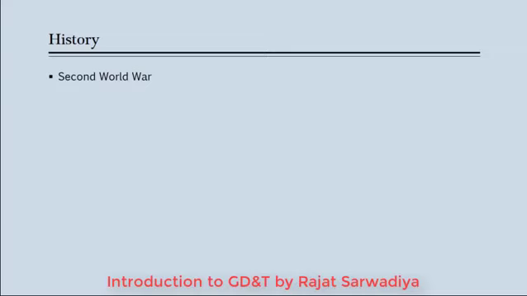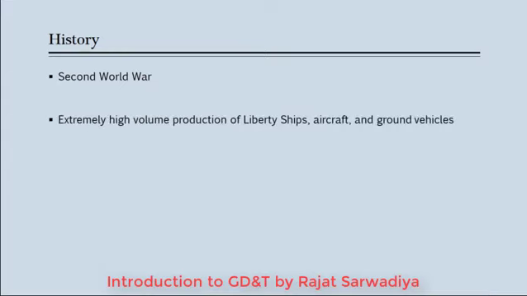And this particular thing has given birth to a term called interchangeability, and a high volume of production has started of the Liberty ships, aircraft, and ground vehicles. Thus, the advantage of this interchangeability was taken by automotive industries.